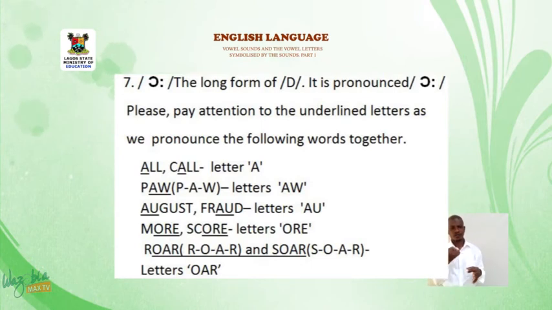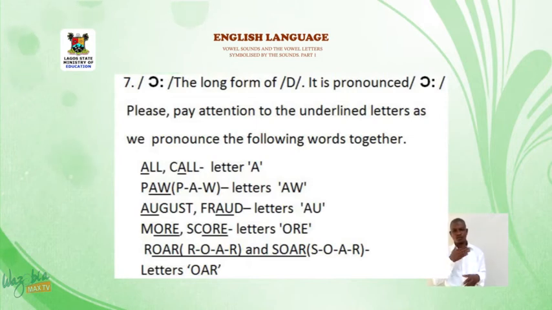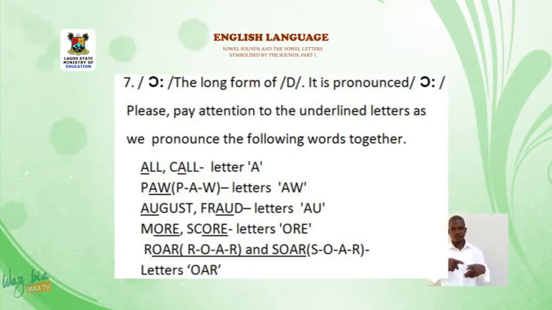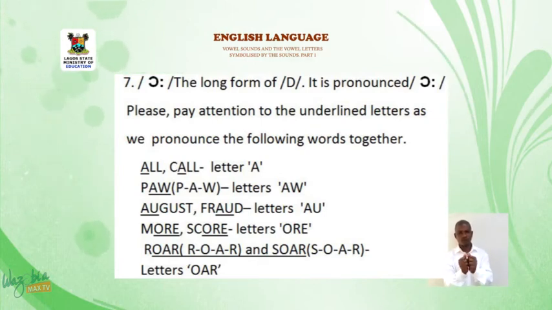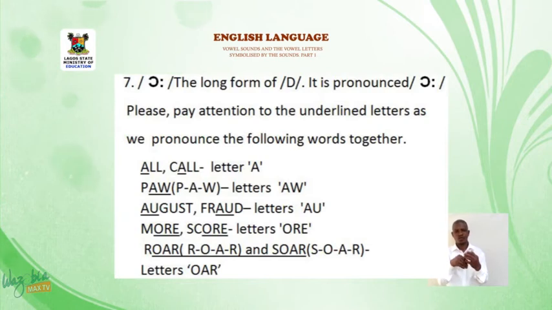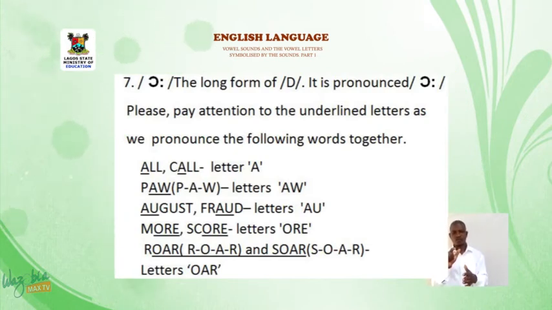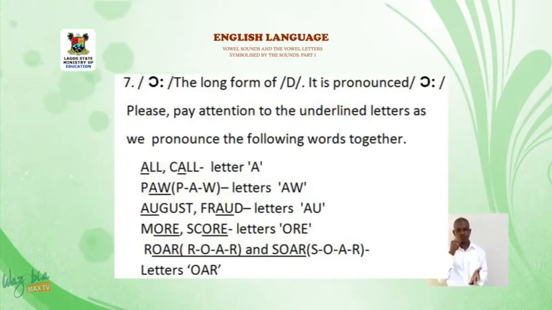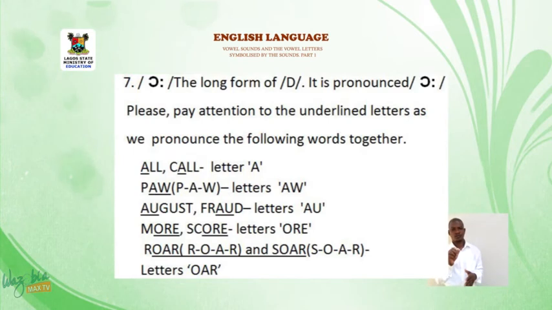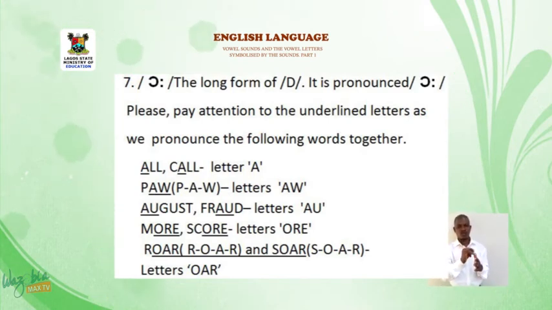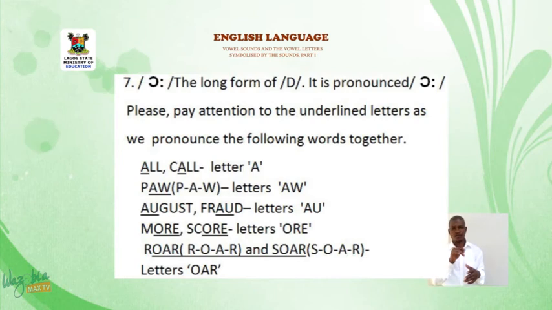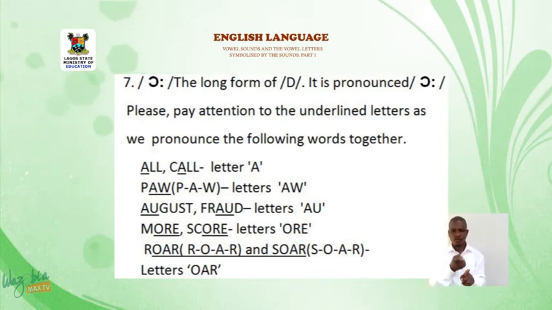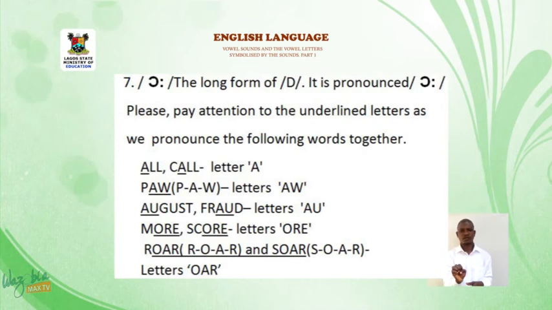Sound number 7, the long form of O. Please pay attention to the underlined letters as we pronounce the following words together. All, call, letter A. Paw, letters A-W. August, fraud, letters A-U. More, score, letters O-R-E.